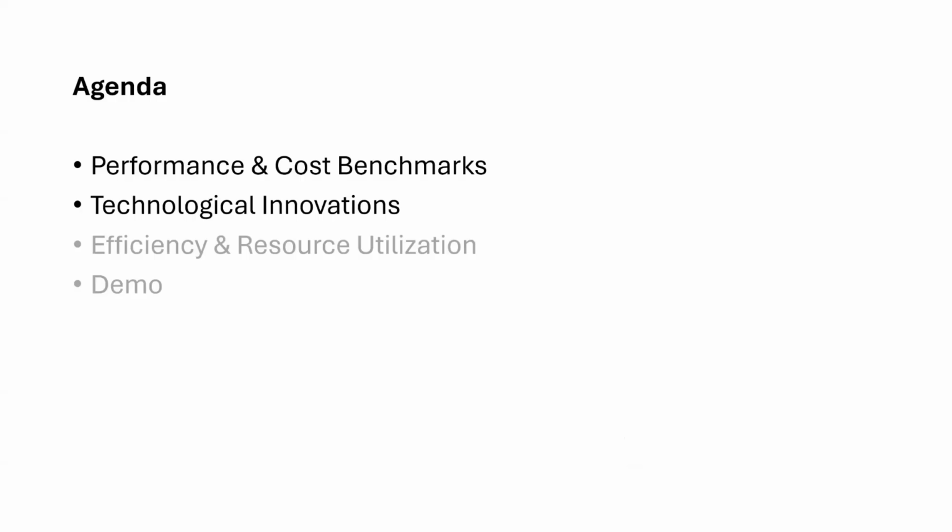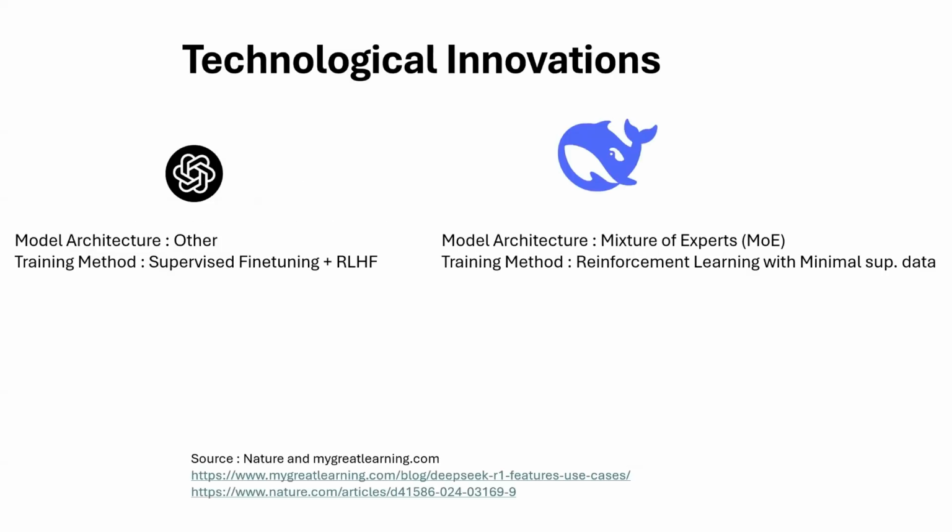If we go again to technological innovations, what makes DeepSeek R1 and O1 different? The model architecture of OpenAI O1 is proprietary. They did not explicitly provide all the details about it, but they mostly focus on optimizing reasoning and performance. The model architecture for DeepSeek R1 is using mixture of experts. We will come to that in the next slides. I will explain what mixture of experts is.